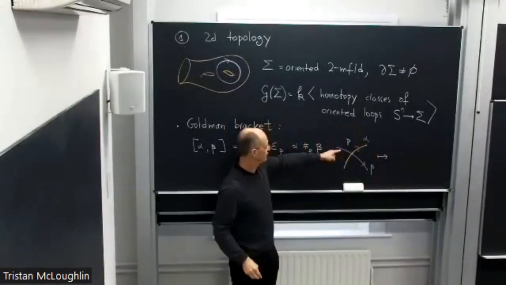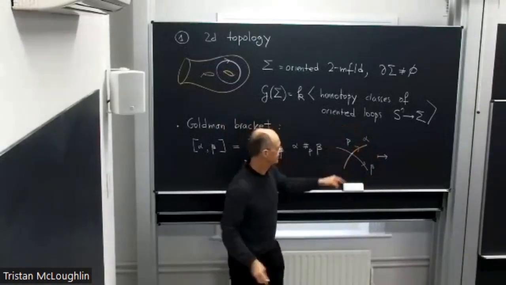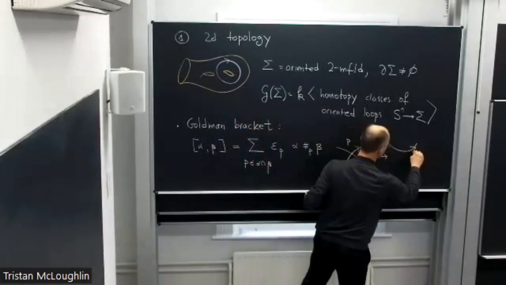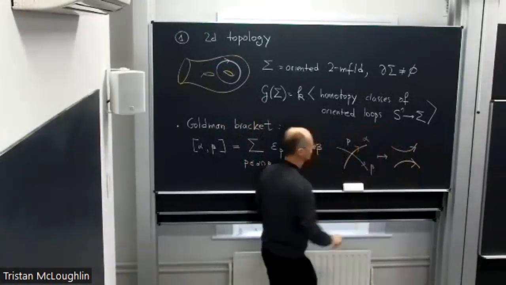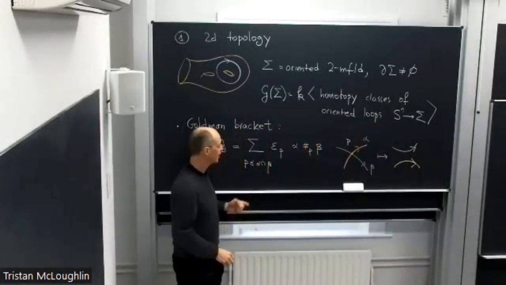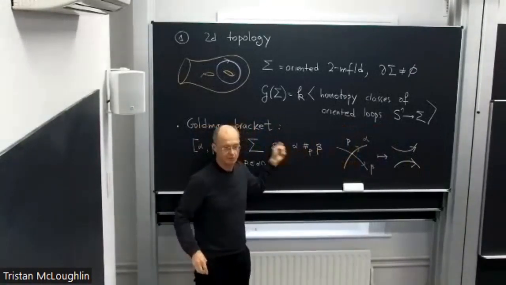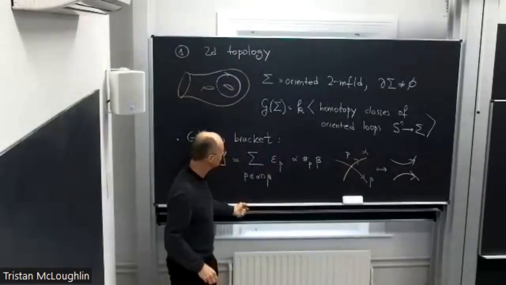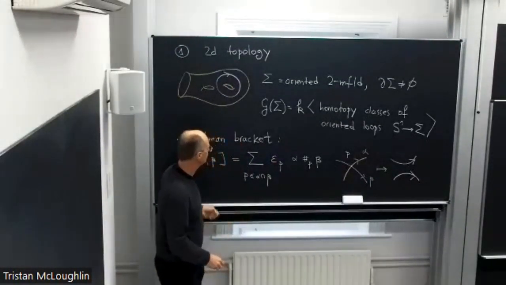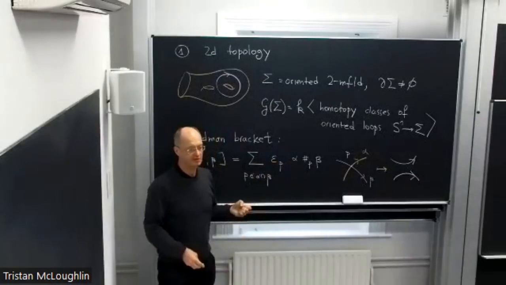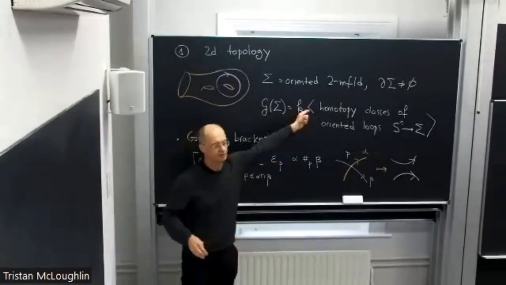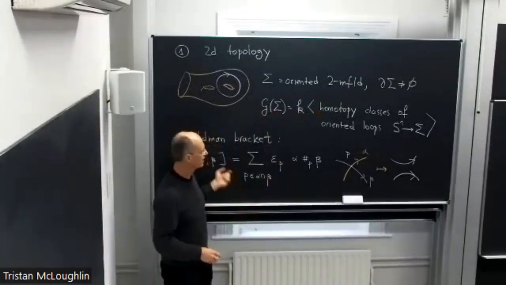And we call this resolving this self-intersection, this intersection, into this picture. Then out of two curves, we get one. And that's that one curve. Right. So amazingly, this is a Lie bracket. It's well defined. It doesn't depend on the choice of representatives in homotopy classes.